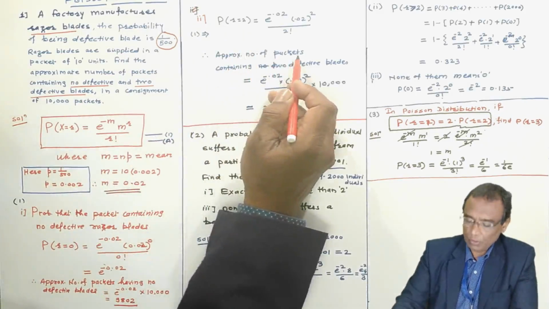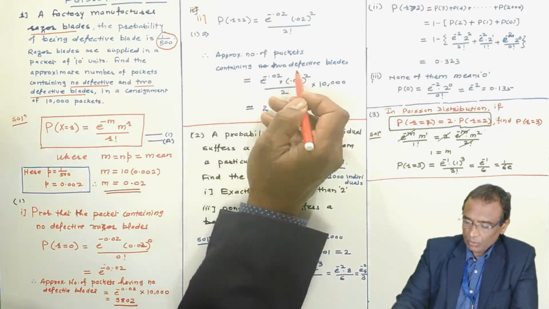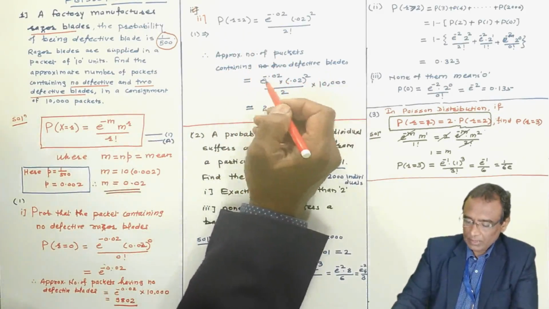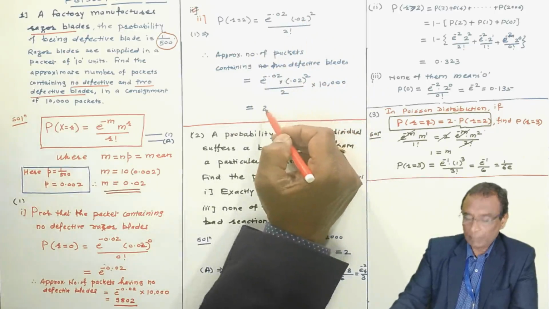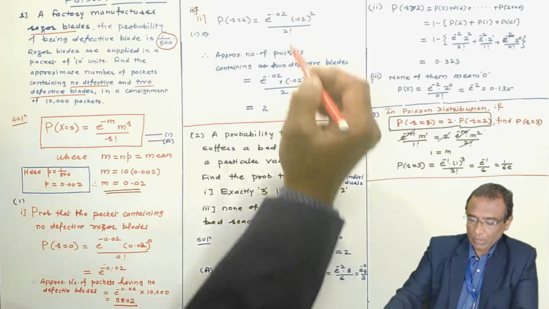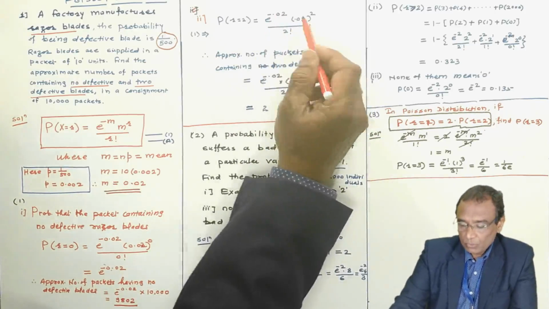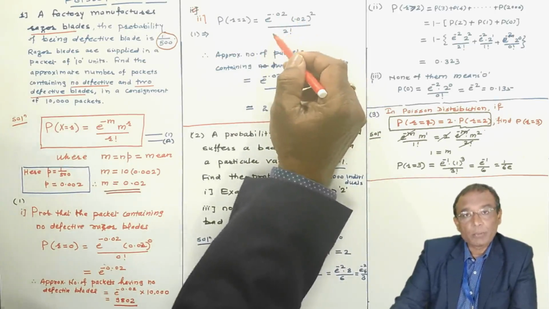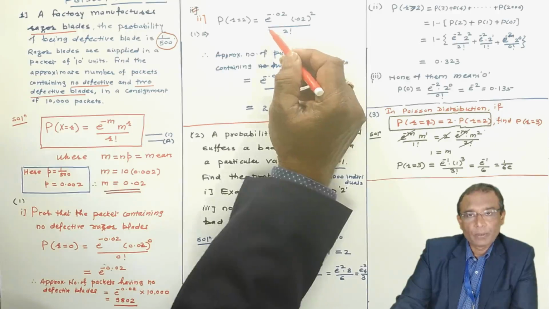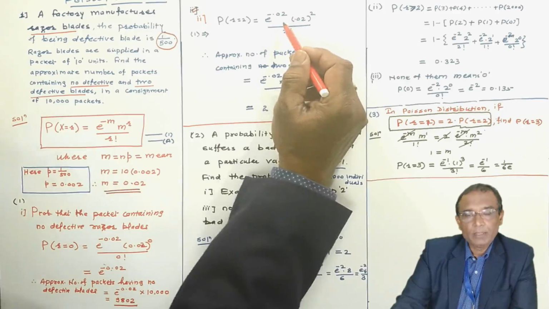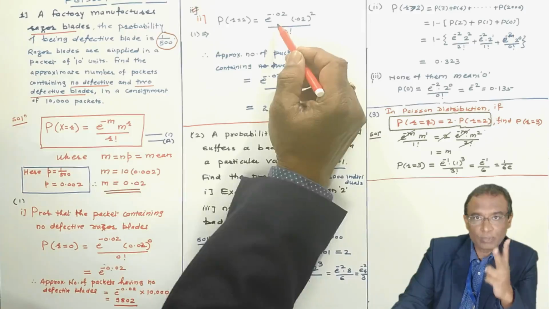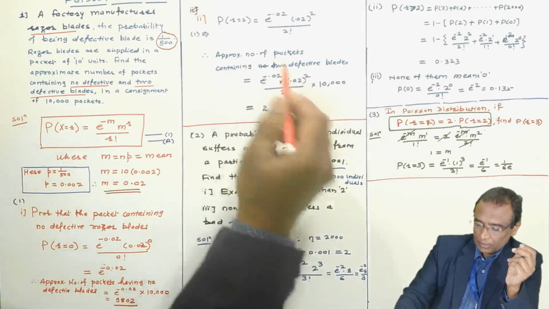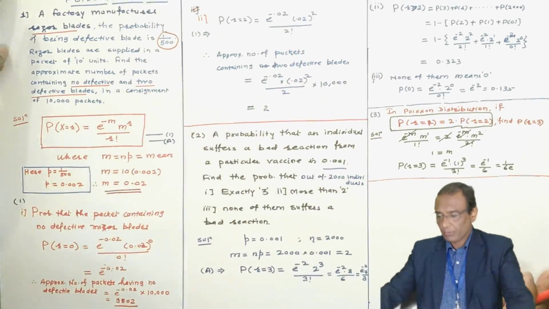The approximate number of packets containing 2 defective blades is equal to what? This much multiplied by 10,000, and it is coming to be 2. And what is P of R equal to 2? What is the meaning of this? This is the probability that in a packet there are exactly 2 defective blades. Okay. In this way we have solved this problem very quickly.